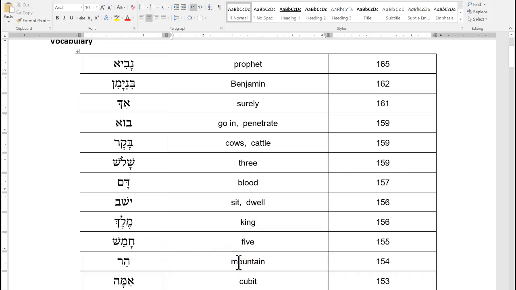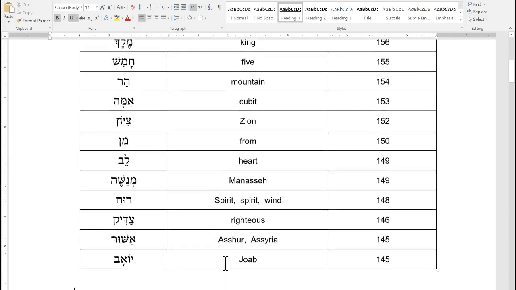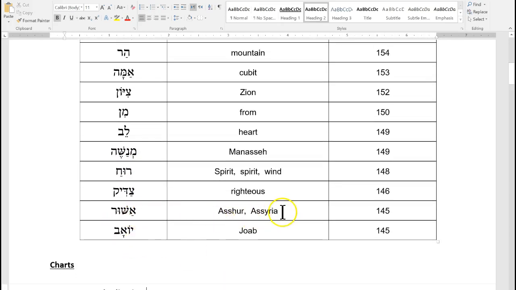Har is mountain. Cubit occurs everywhere, building of the ark. Sion, Zion. Men is from, we're familiar with. Lev, heart. Manasseh. Ruach, we're familiar with. Tzadik, righteous. Ashur, straightforward, Ashur or Assyria, and Joab. So fairly straightforward words. Add those to the list. They'll be part of that huge group on the final, but you should be in great shape.